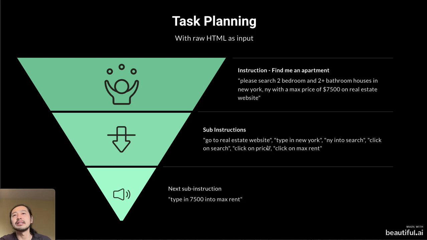Go to real estate website, type in New York, NY into search, etc., etc., and then that gets output into the next sub instruction, which is like typing 7,500 into max rent. This cannot be achieved until the model executes this click on max rent UI. So this has to be the next sub instruction. So there's a hierarchy of command here.